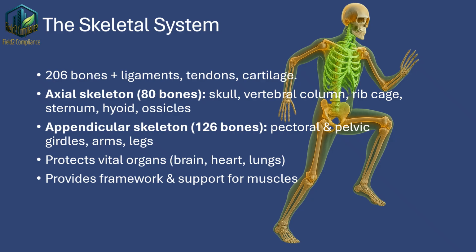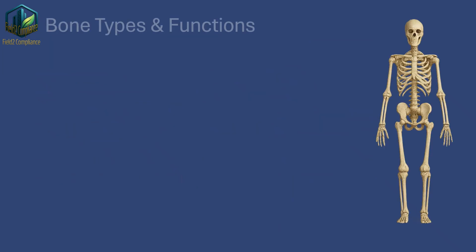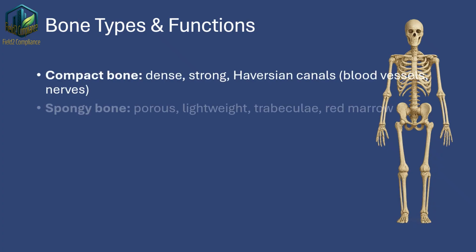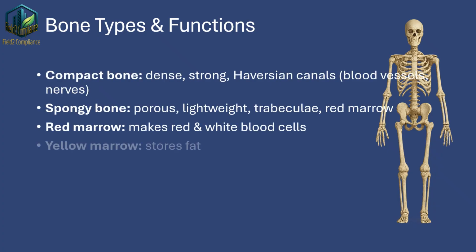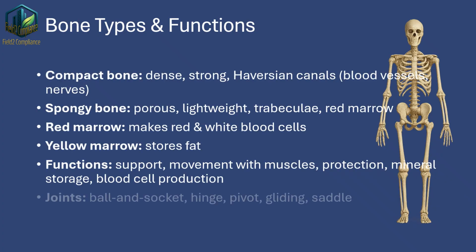The appendicular skeleton makes up the arms, legs, shoulders, and hips. These bones attach to the axial skeleton, giving us movement and mobility. Bone comes in two forms: compact bone, which is dense and strong, and spongy bone, which is lightweight and porous. Inside bones is marrow. Red marrow makes red and white blood cells, while yellow marrow stores fat.